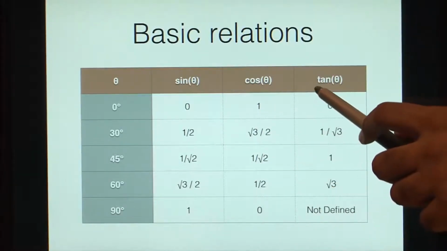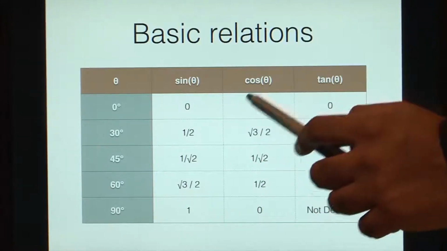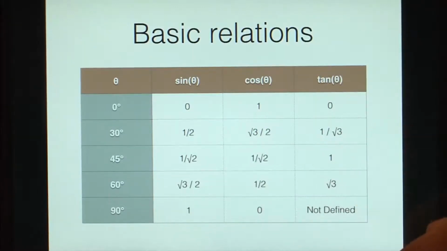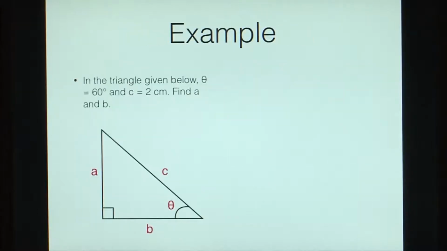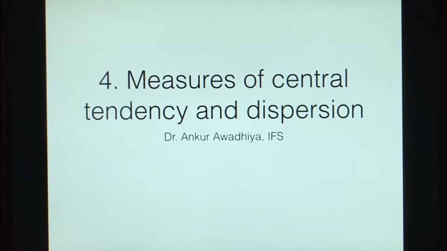And you can calculate your tan values by dividing the sin values by the cos values. So, it is 0 by 1 is 0, half by root 3 by 2 is 1 by root 3 and so on. So, these are some values that you should remember. Then we did some problem statements in which we could find out the sides of a triangle using trigonometry.